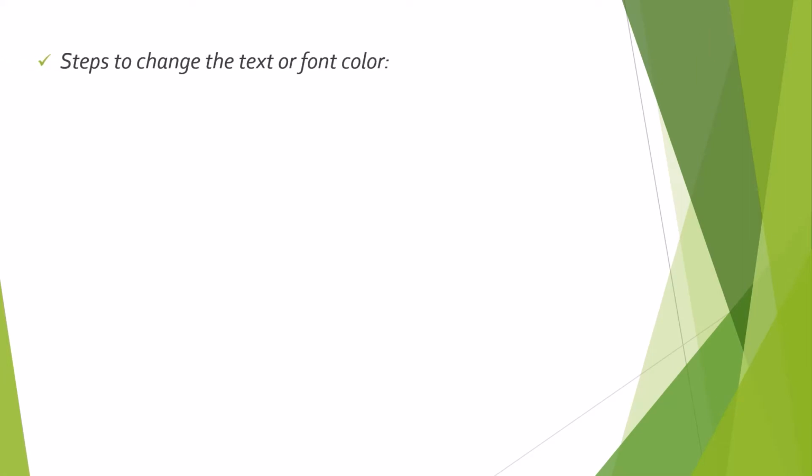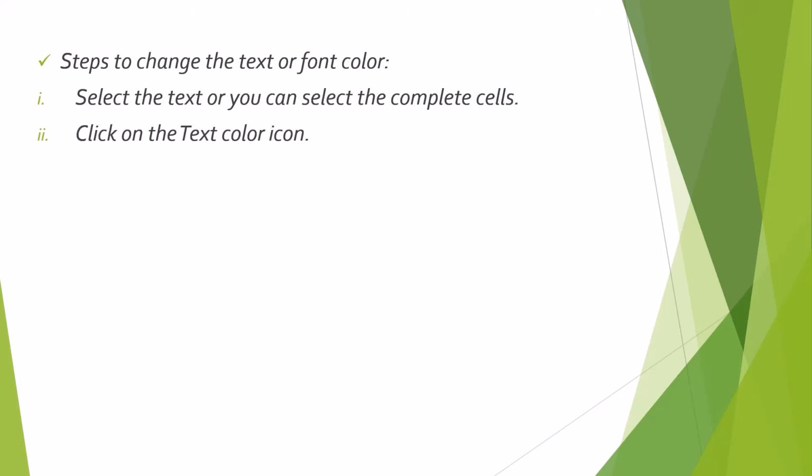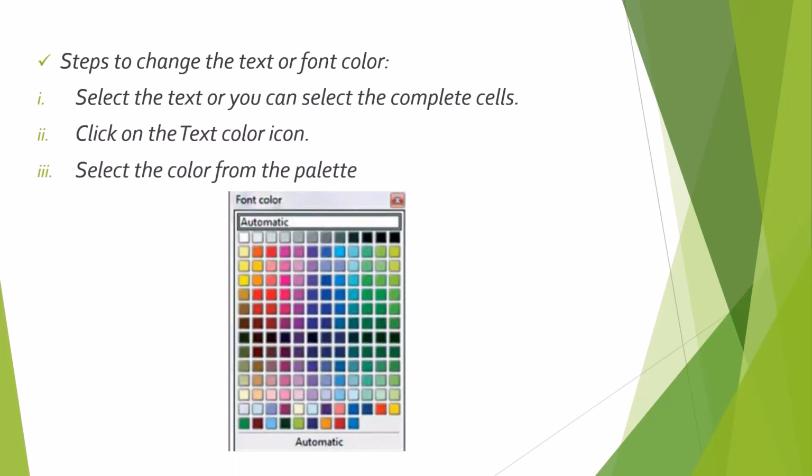Now, how to change the text color or font color? First of all, select the text or the complete cell. Then click on the text color icon. Then again you will be shown the palette, and you have to select any color from it and the text color will be changed accordingly.